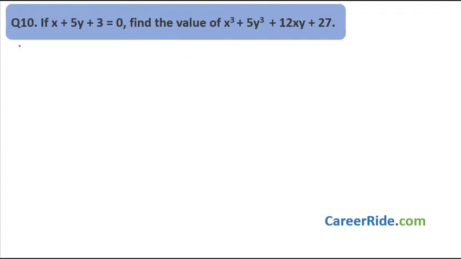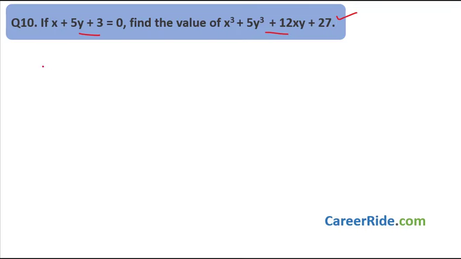Okay, so moving on to another interesting question. Question number 10. If x plus 5y plus 3 is equal to 0, find the value of x cube plus 5y cube plus 12xy plus 27. Now if you look at this expression and just assume that you don't know the method of substitution, if you find this question in your paper, many of you might get very scared, right? But with the power of substitution, I'm sure all of you will be able to solve this question very easily, okay? Let's see how to do it.